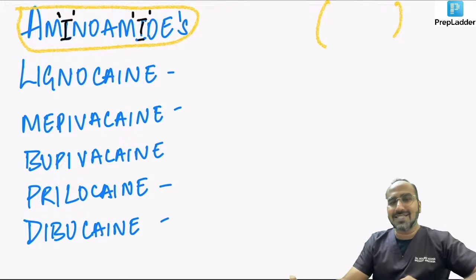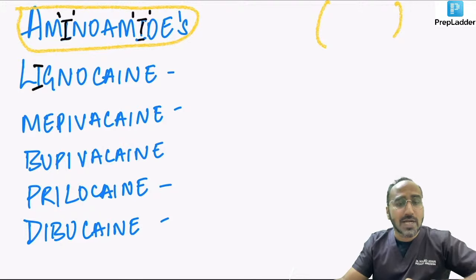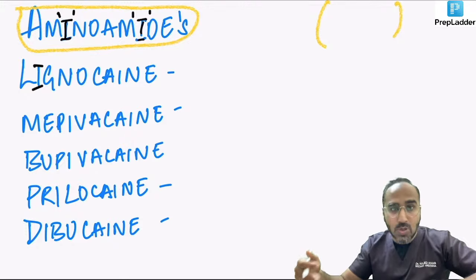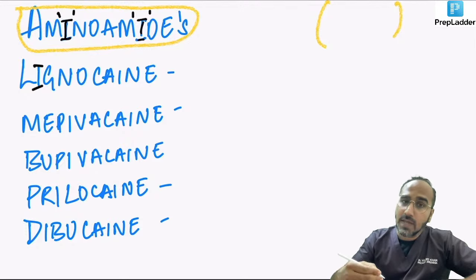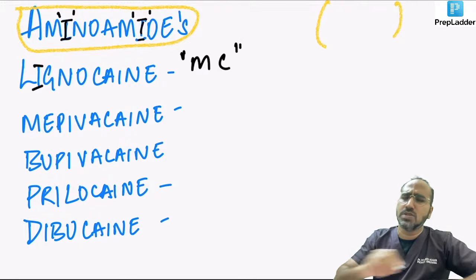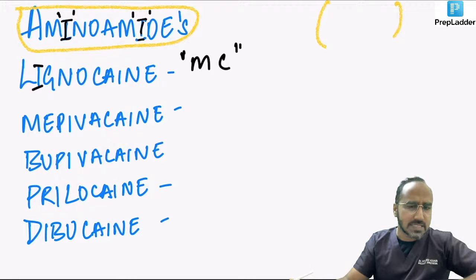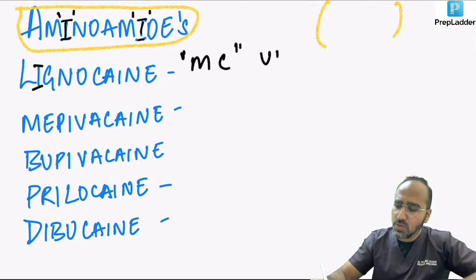Next, guys, amino amides. When do you call a local anesthetic an amino amide? Second classification: when there are two letters I present in the name. Examples of local anesthetics having two letters I are lignocaine, mepivacaine, bupivacaine, prilocaine and dibucaine. If I give you an option and ask which is the most commonly used worldwide, the answer should be lignocaine. Go anywhere in the hospital, ER or OT, wherever you go, you will find this vial. Lignocaine is the most commonly used worldwide.